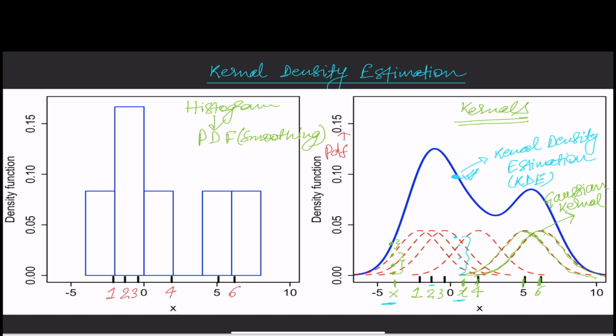Now what about variance? So let's talk about variance. Fine. The variance is called bandwidth. So this is basically my variance here. And this variance in kernel density estimation is basically called bandwidth.